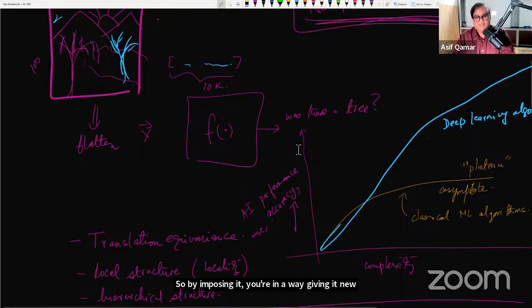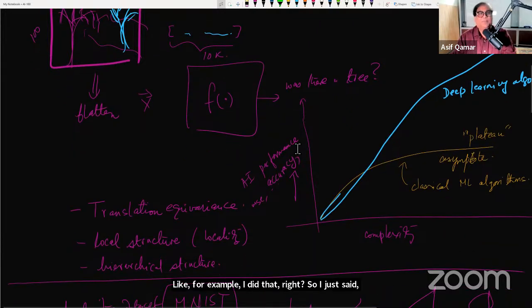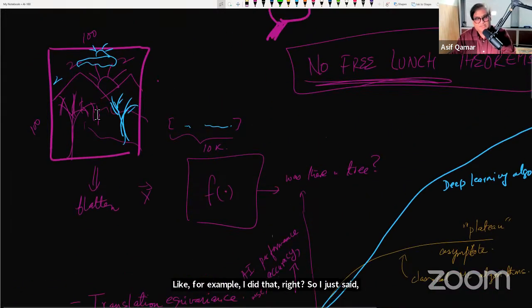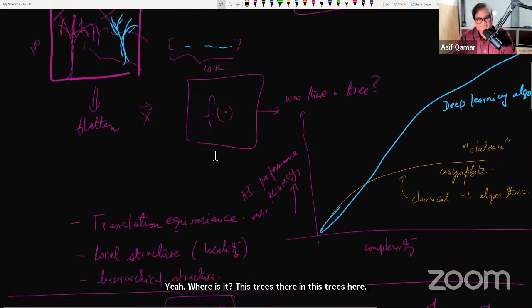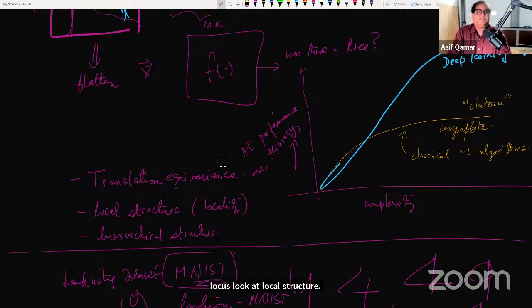Like, for example, I did that. I just said, okay, here's a text. This tree is there and this tree is here. We want the tree to be a tree, no matter what. So that's translation equivariance. The other one is local structure. It turns out that local structure and hierarchical structure are two qualities of the external world.